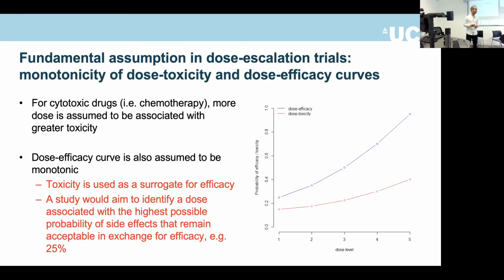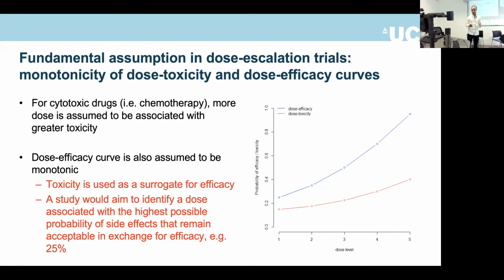Now, I'll talk about this a lot during this presentation. The fundamental assumption in dose escalation studies, there is monotonicity of the dose toxicity curve as well as the dose efficacy curve. It is not unreasonable, especially for cytotoxic drugs, which means chemotherapy drugs that kill the cancer cells, to assume that with greater dose levels, you're going to encounter greater toxicity. The dose efficacy is also assumed to be monotonic. If there is toxicity, it means that the drug is doing something. It's killing the cells, and therefore you expect that the patient will recover, right?